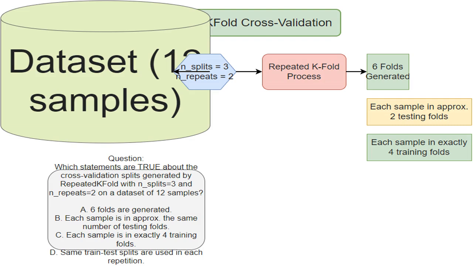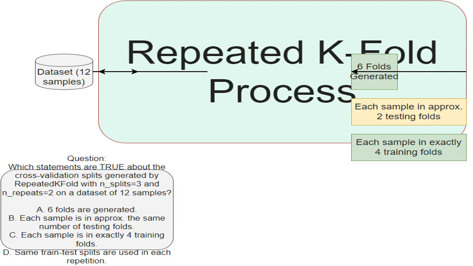I set the number of splits in my K-fold cross-validation to 3, meaning I'll divide my data into 3 folds for each iteration. The number of repeats is set to 2, so I will repeat this entire 3-fold process twice. Think of it like doing the same experiment twice with slightly different data splits each time. Because I'm using 3 folds and repeating the process 2 times, I will generate a total of 3 times 2 equals 6 different folds. That's 6 separate train test splits for evaluating the model.